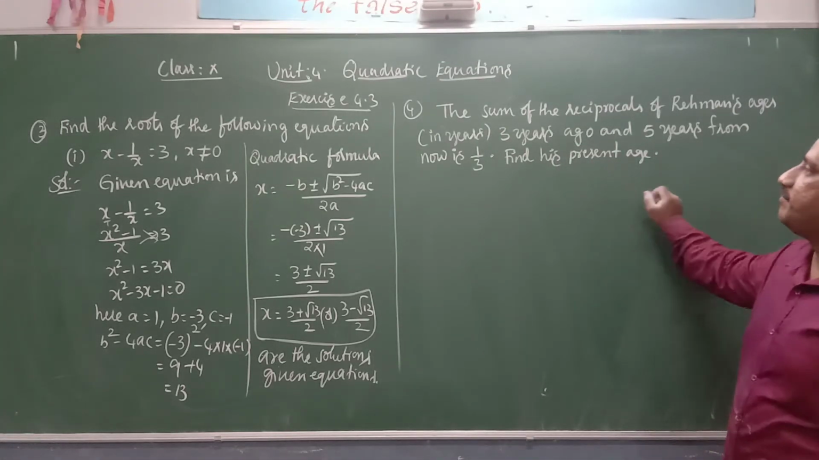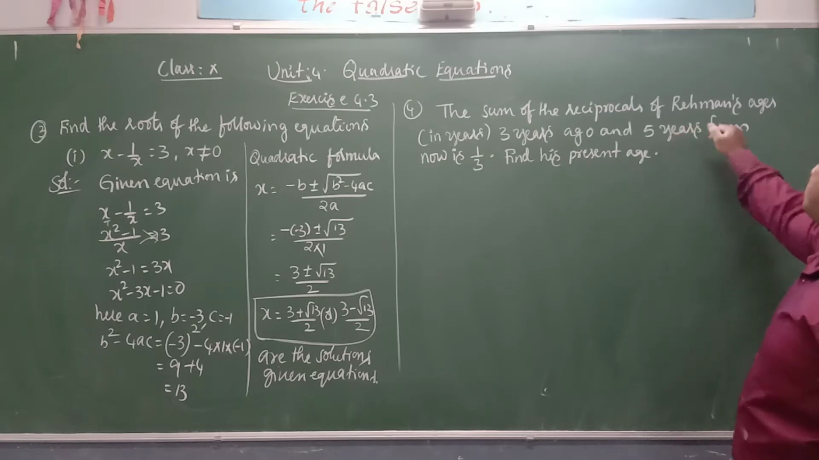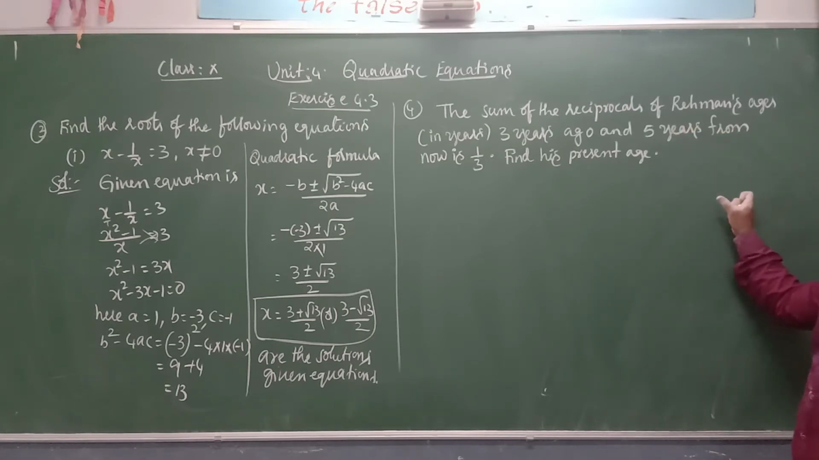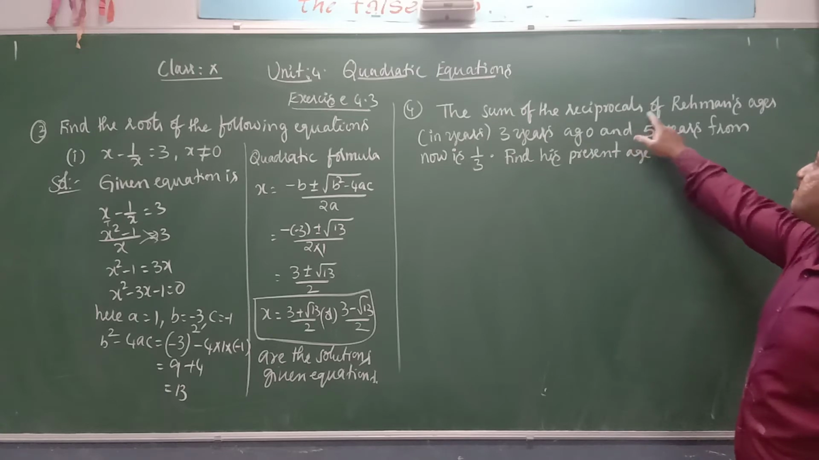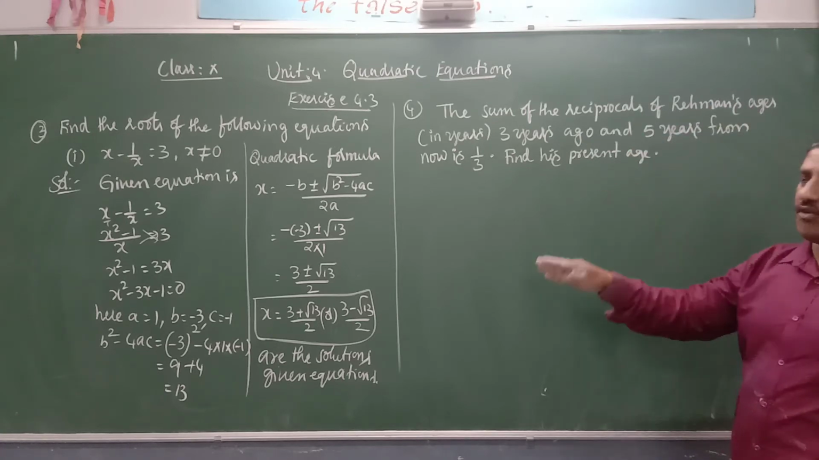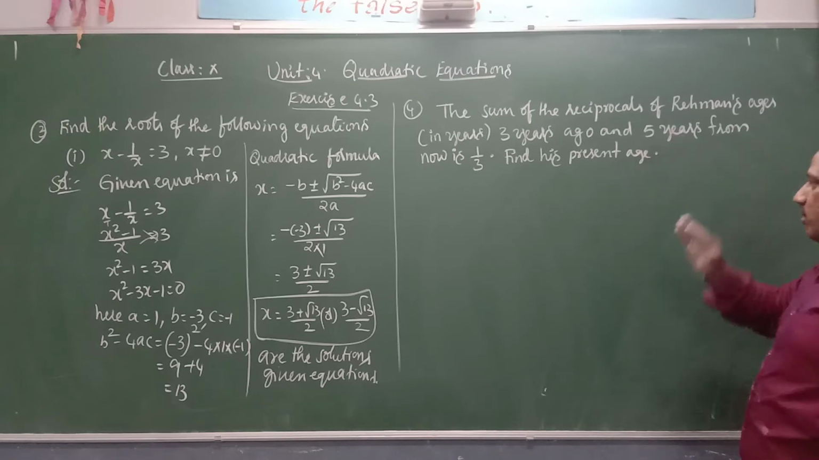Now the fourth sum. The sum of the reciprocals of Rahman's ages. So Rahman is a person. His present age we don't know, but the sum of the reciprocals of his age 3 years ago, and 5 years from now.